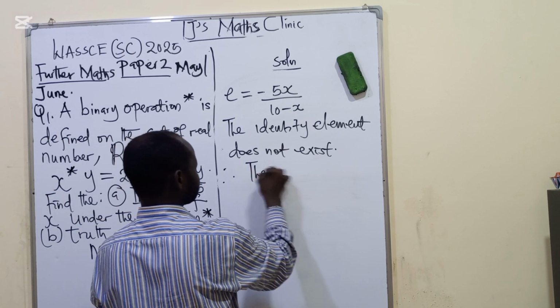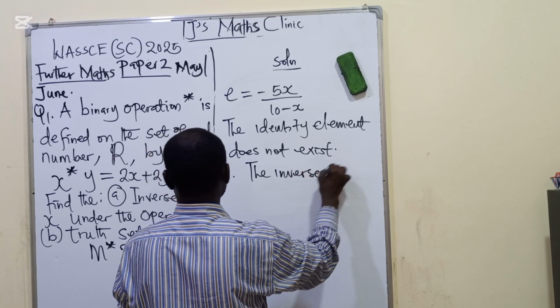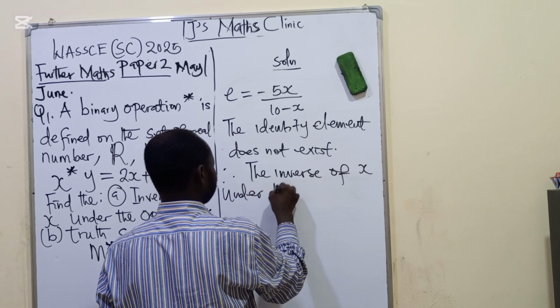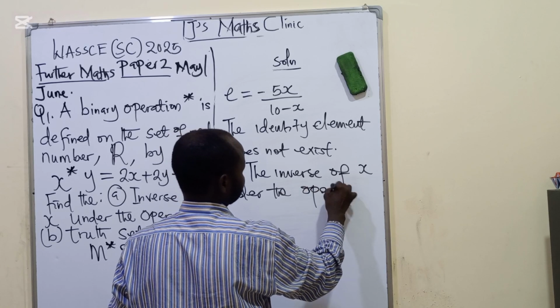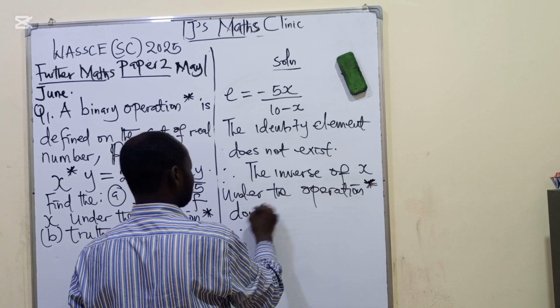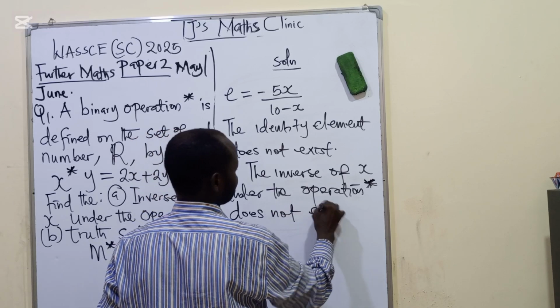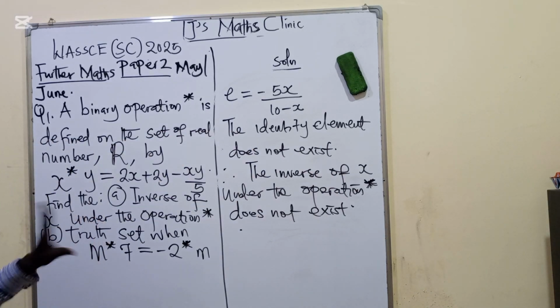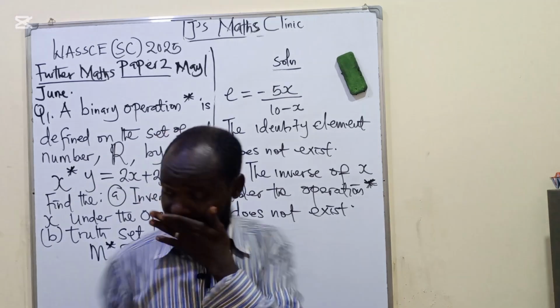Therefore, I'm concluding that the inverse of x under the operation asterisk like this does not exist. So that will be the conclusion. This will be the solution to A. Very, very important.